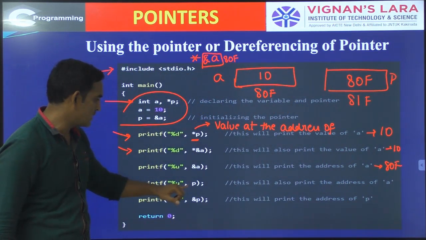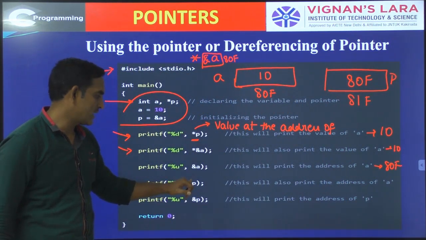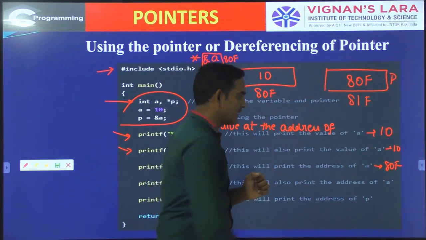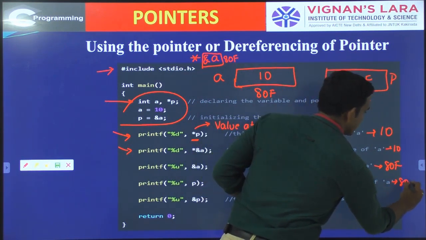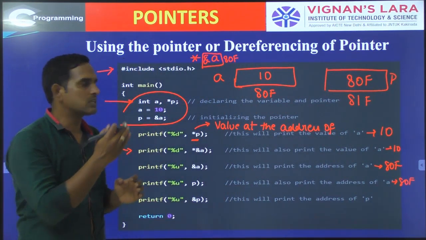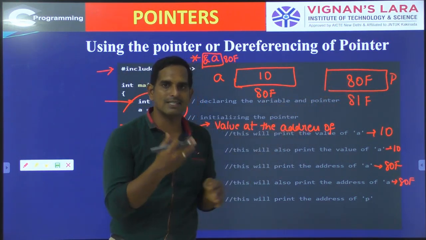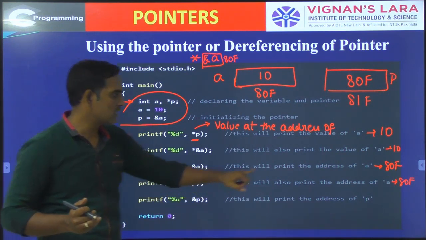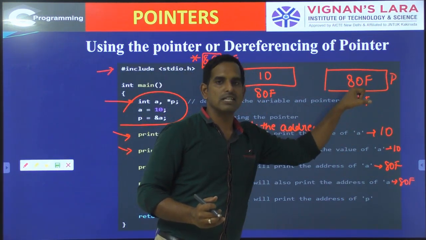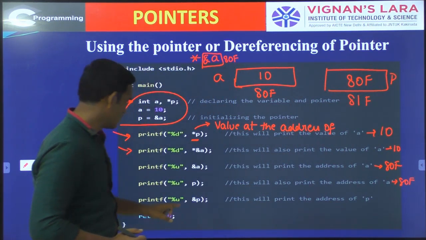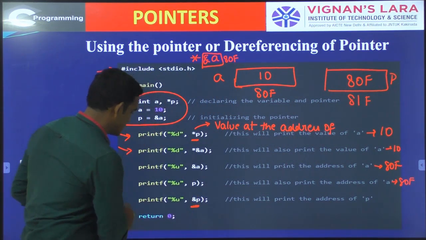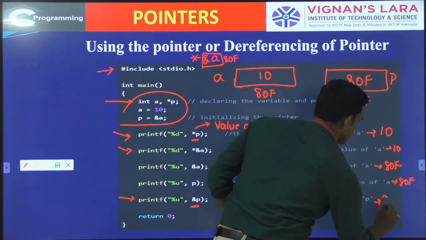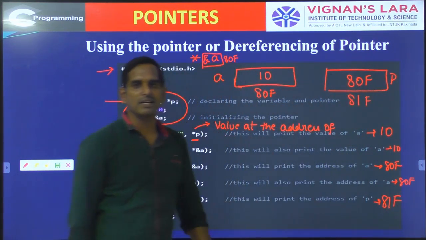Next, printf percentage U, P. You are writing P directly. P means the value that is present in P, which is 80F. Remember, if I write P, that is the value in P. If I write star P, that will be the value at the address held in P. That is the difference. Then the last statement is address of P. What is the address of P? 81F. That particular value will be printed here.